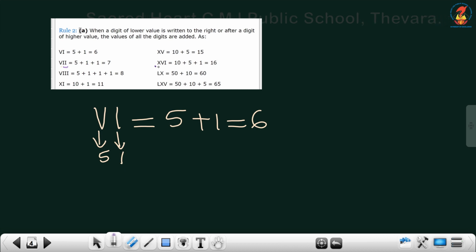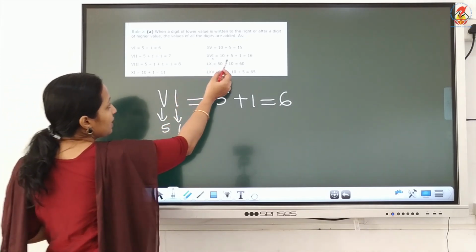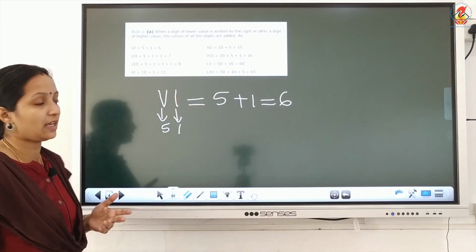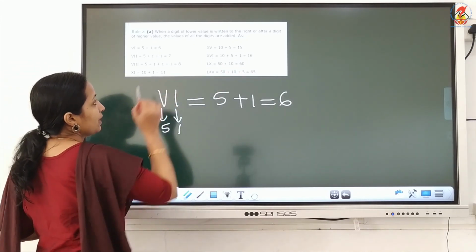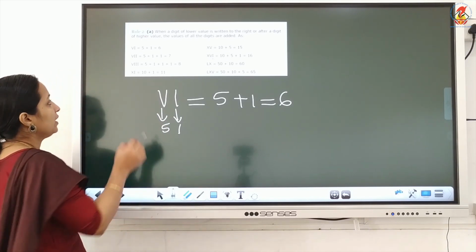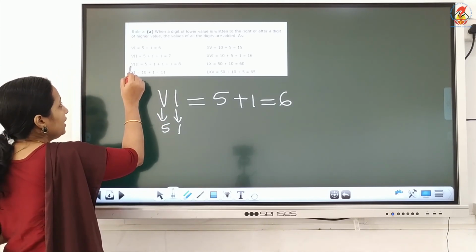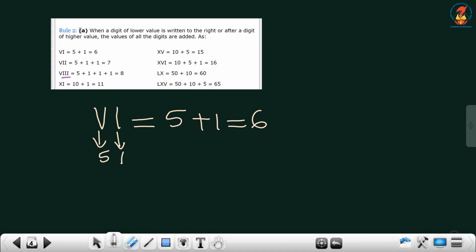In the same way, X is what? 10 and V is 5 and I is 1. So smaller values on the right side means what? You have to add it. So 10 plus 5 plus 1, what is the answer? 16. So 16 is represented by the symbol XVI. Here VII, V is what? 5. I, I means I representing 1, so 1, 1. Smaller values on the right side, that means you have to do addition.